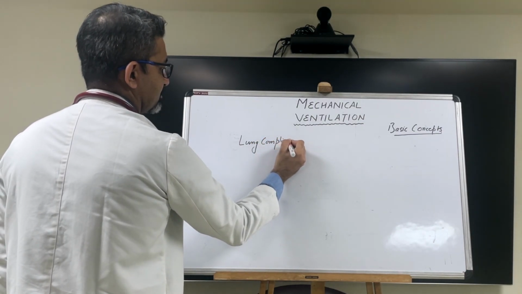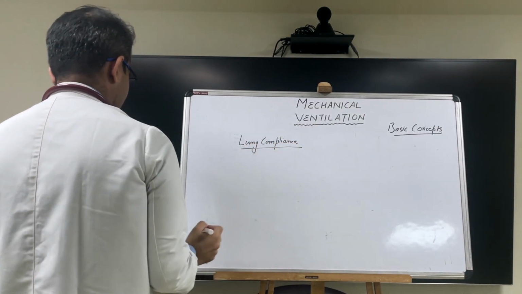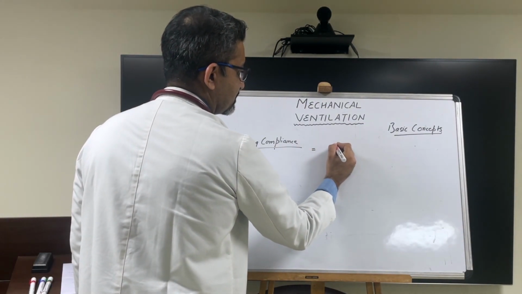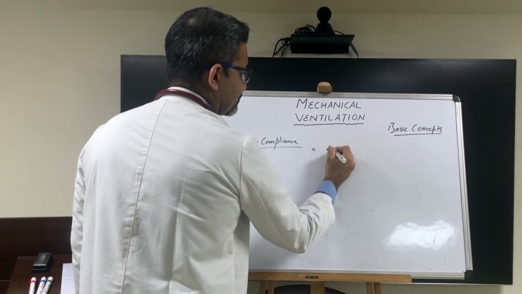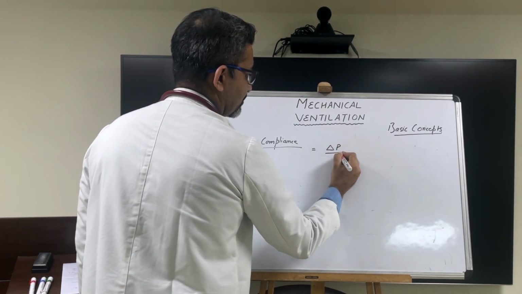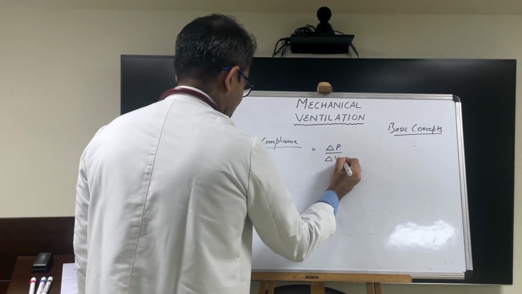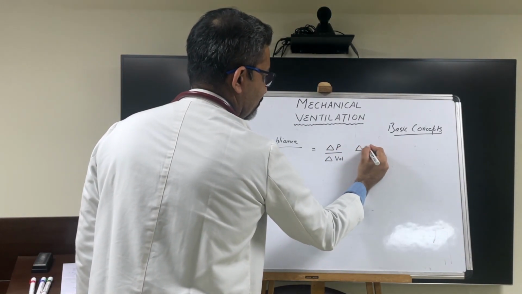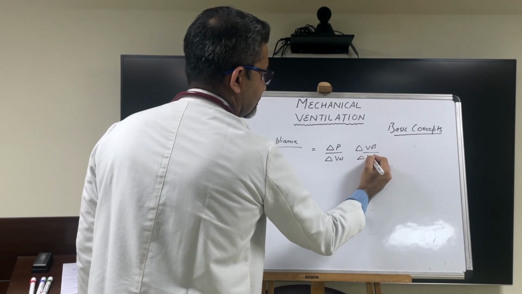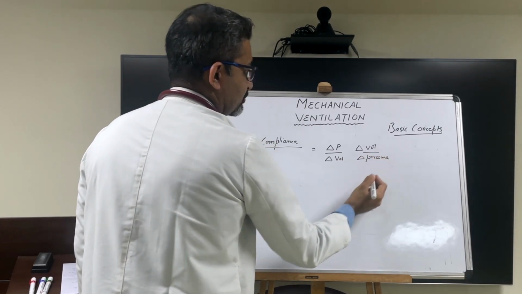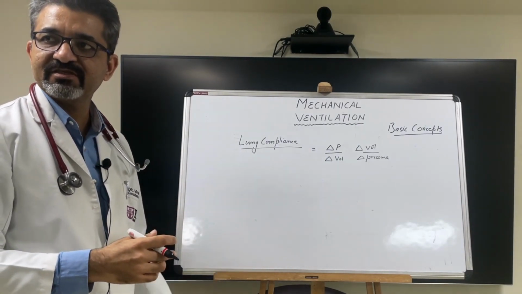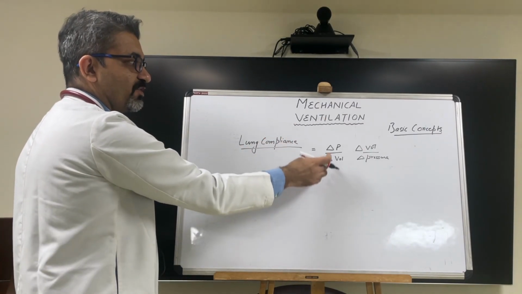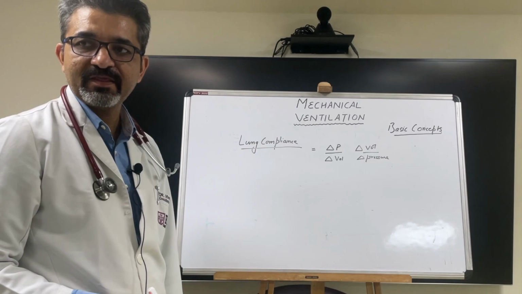Lung compliance. So what do we mean when we say lung compliance? It means that you have a change in pressure and a change in volume, right? So you can write either volume or change in pressure. If you change the volume, the pressure changes, and if you change the pressure, the volume changes. This is known as compliance. The ratio of the rate of change of volume to the rate of change of pressure is known as lung compliance.